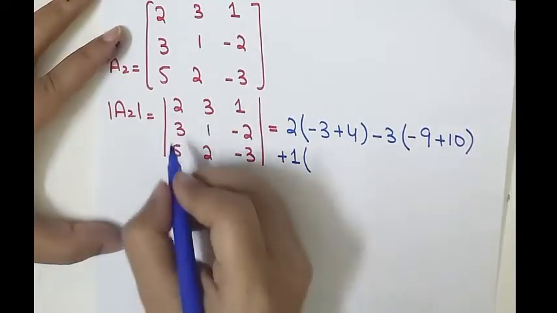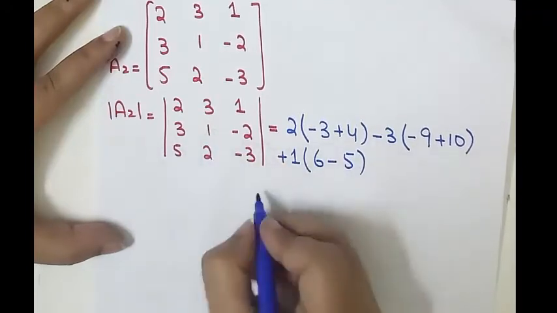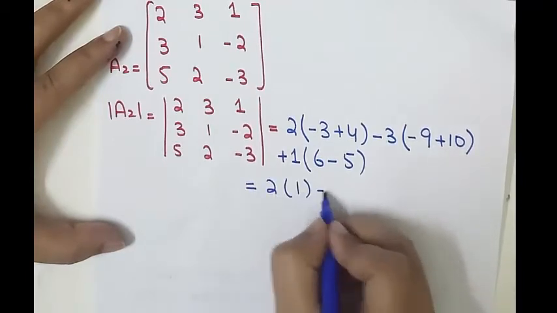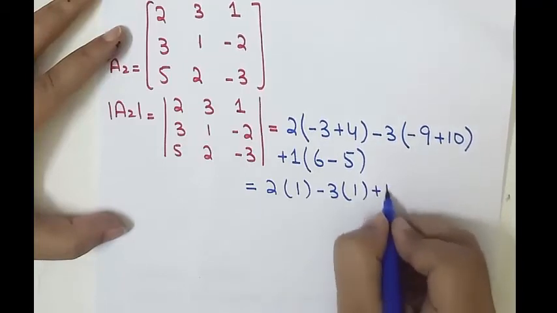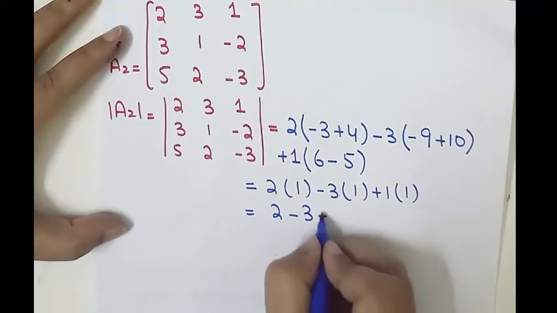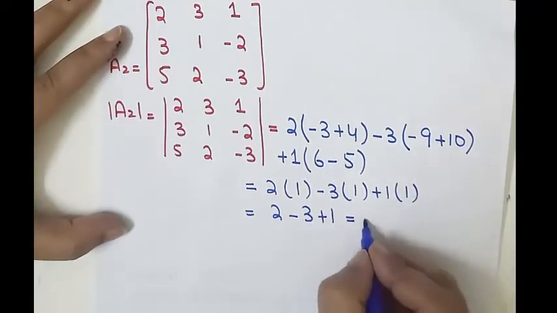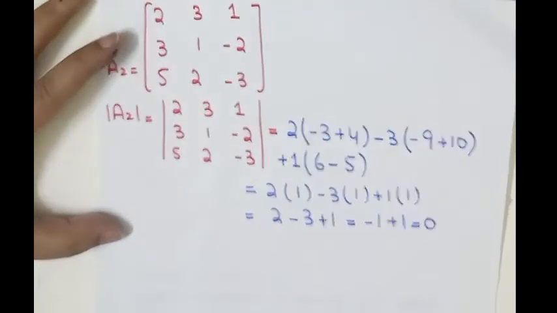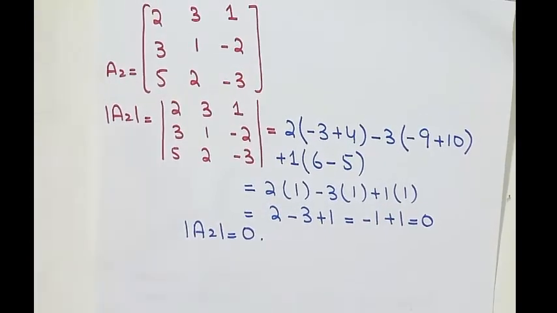Skipping first row and third column, we have 3 2 times is 6, minus 5 1 times is 5. So 2, this is 1. Minus 3, this is 1, plus 1, this is also 1. So 2 minus 3 plus 1, which is equal to 2 minus 3 is minus 1 plus 1, which is equal to 0. So this is the value for A2. Let's find out the value for A3.